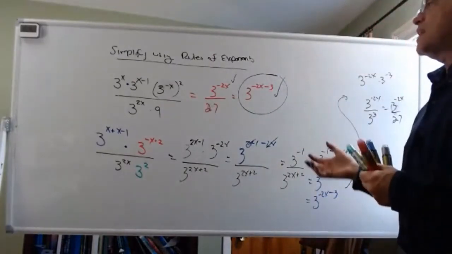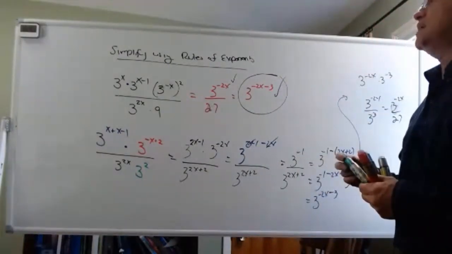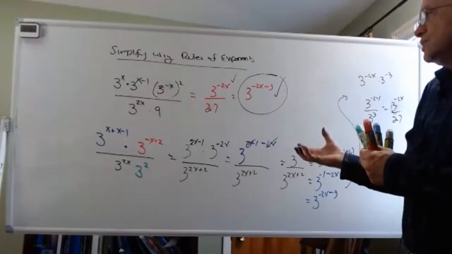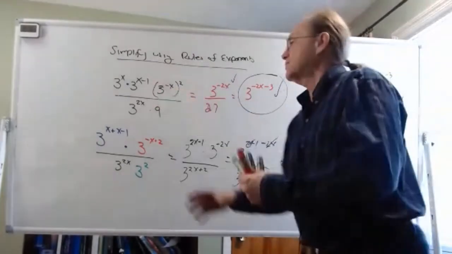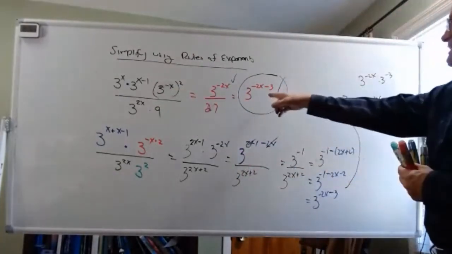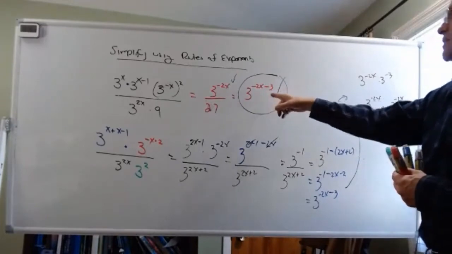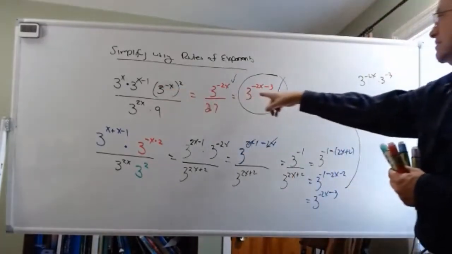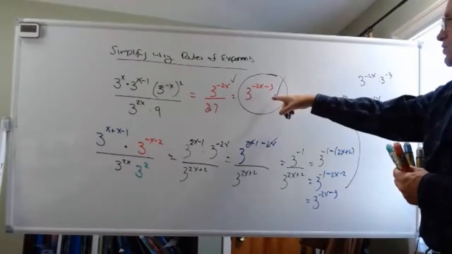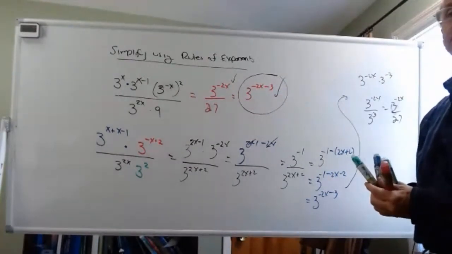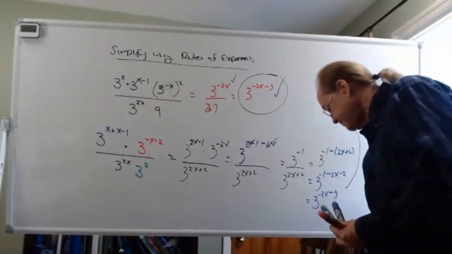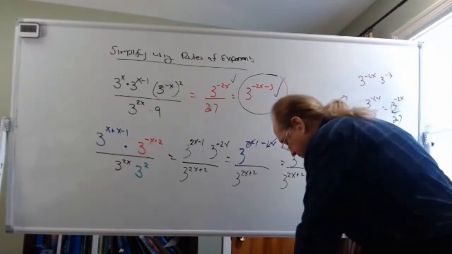So you have two types of problems. One is directly applying the rules, and then the other is using them to take a complicated expression and make it into a single simplified expression. So this is complicated. This, however, is basic, and we can use that to help us solve some problems. Okay, any questions on that?